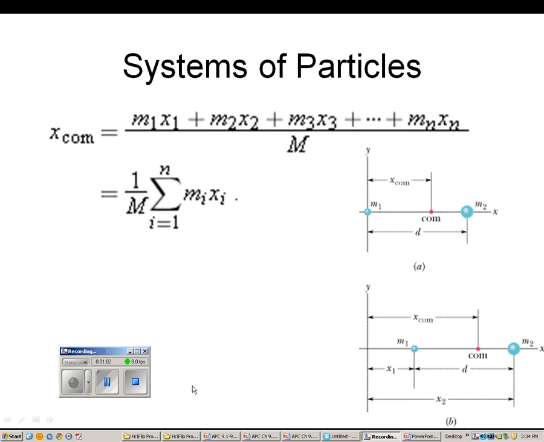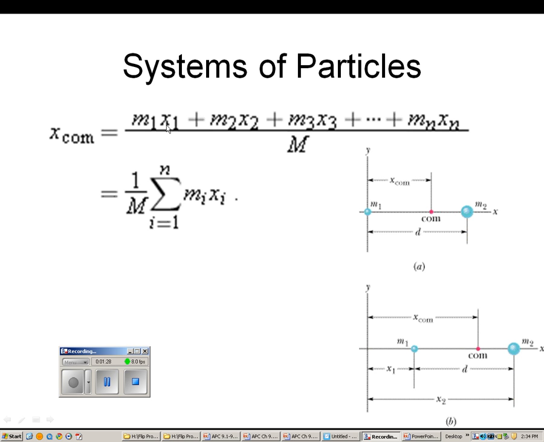If we have a system of particles and we want to solve for the center of mass, we have this equation here. And here's our example: there's an M1 mass here, an M2 mass over here on the right. The center of mass is somewhere in between, this red dot. And we want to solve for that center of mass. What we do is we follow this equation here. It's the center of mass along the x-axis is M1 times x1.